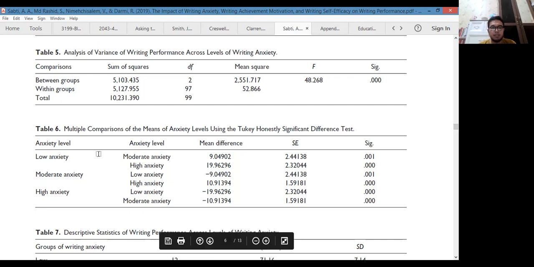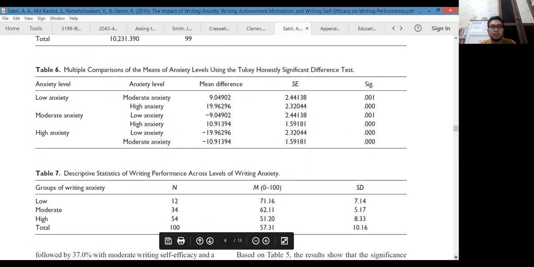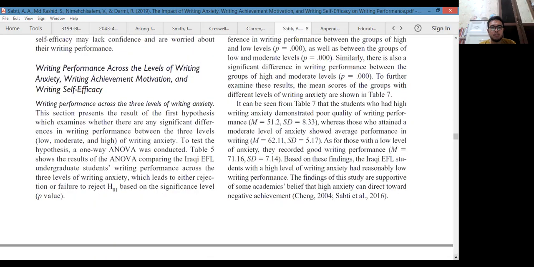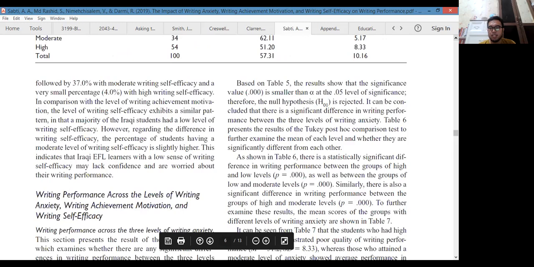So they compare low anxiety with moderate and high, and then moderate with low and high, and high with low and moderate. You can see here the mean. It is for multiple comparison, to answer the first hypothesis, and the results show that it rejects the hypothesis.